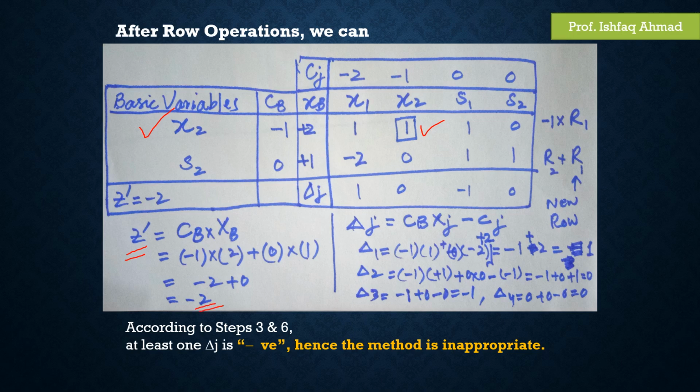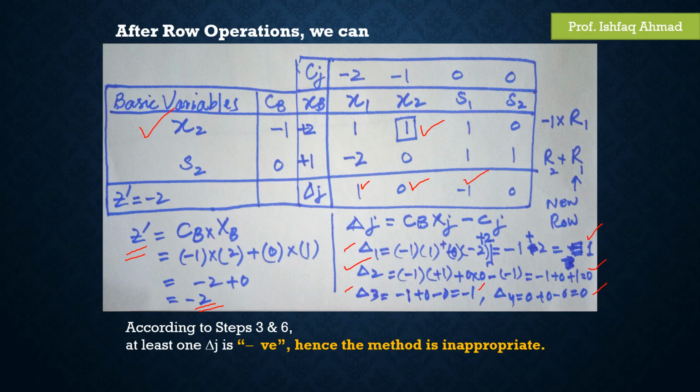And we find the delta j's. For that, delta 1 is 1, like the previous slide. Delta 2 is 0 and delta 3 is 0. So we write these values, and delta 3 is -1 and delta 4 is 0. And we write these values in the delta row, and we check the condition.